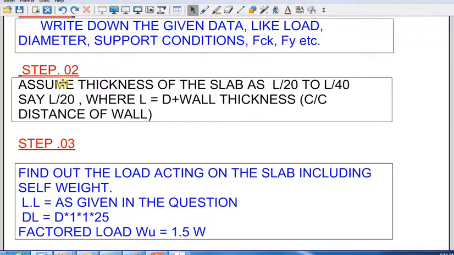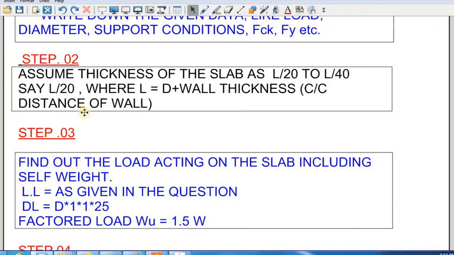First, assume the thickness of the slab as L by 20 to L by 40. In our case we can take L by 20, where L is nothing but the diameter of the slab plus wall thickness, which means we should take the center to center distance, the center of the wall. So that is L. Once the thickness of the slab is obtained, that is the overall thickness.